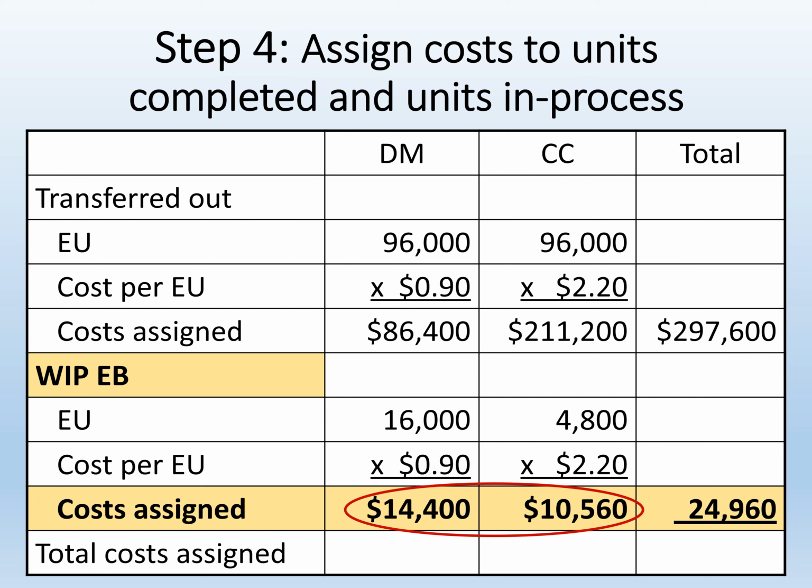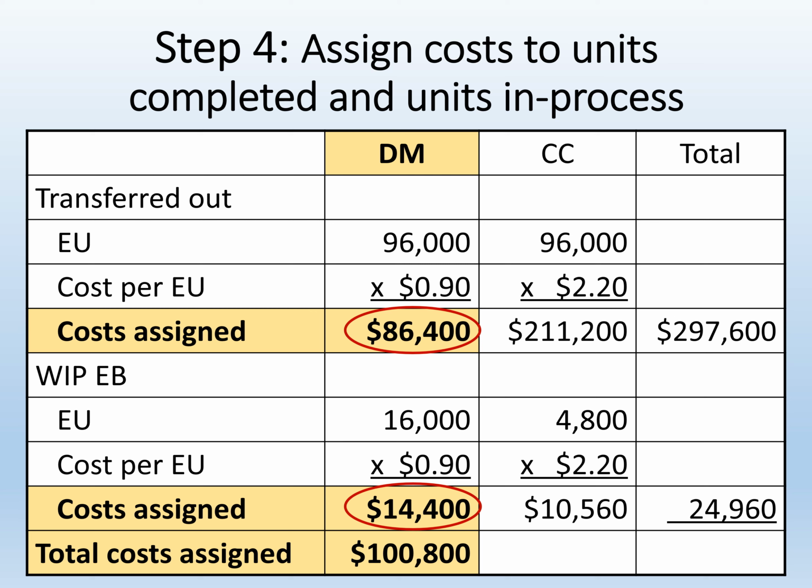Adding the total direct materials costs plus the total conversion costs in the work in process at the end of the period gives us the total dollar value of the work in process ending balance for the period.